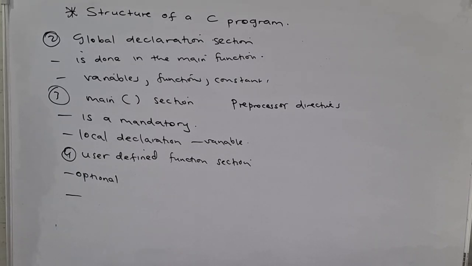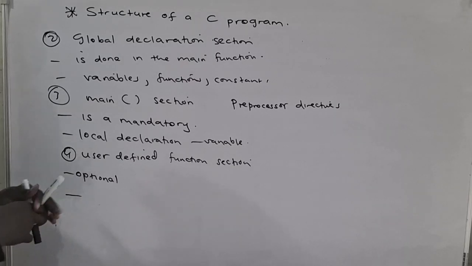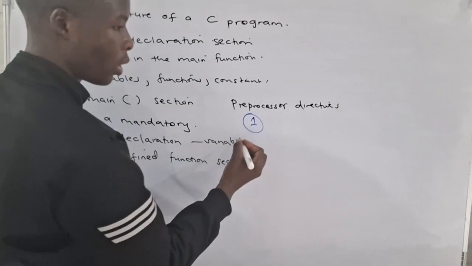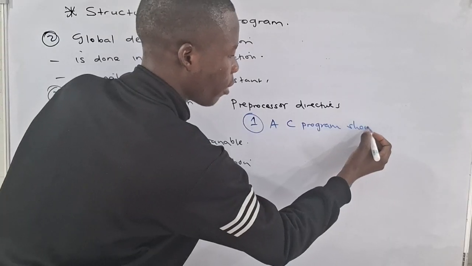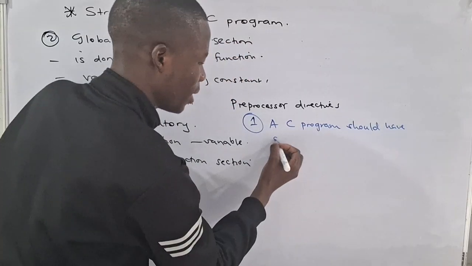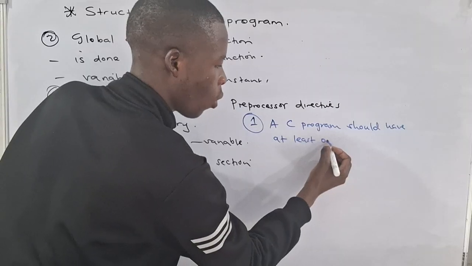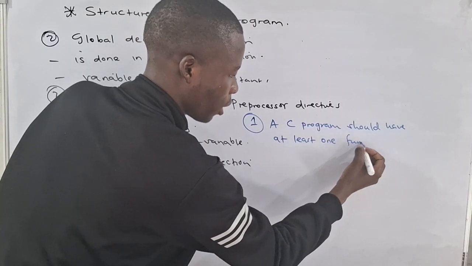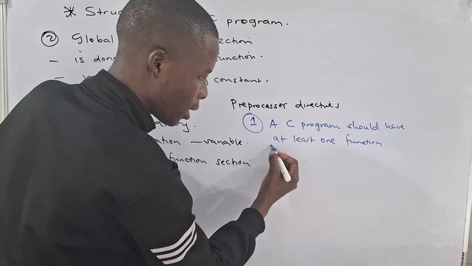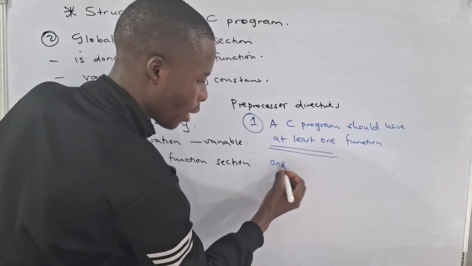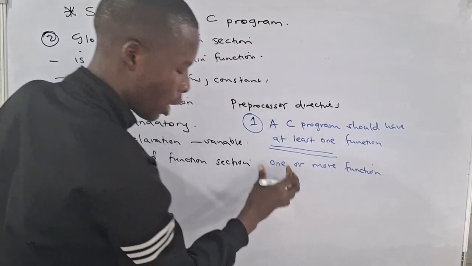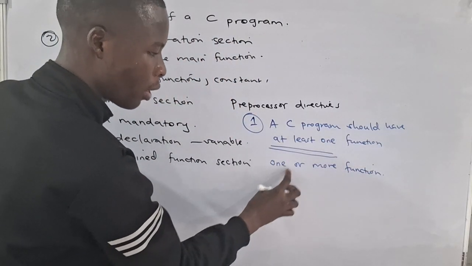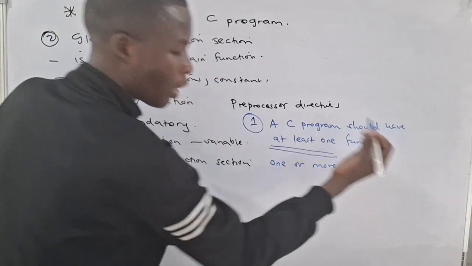So this is all about the structure of a C program. This is how we are going to write a C program. This is a 1-mark question. A C program should have at least one function. If I'm saying it should have at least one function, it means what? One or more functions. A C program should have one or more functions.